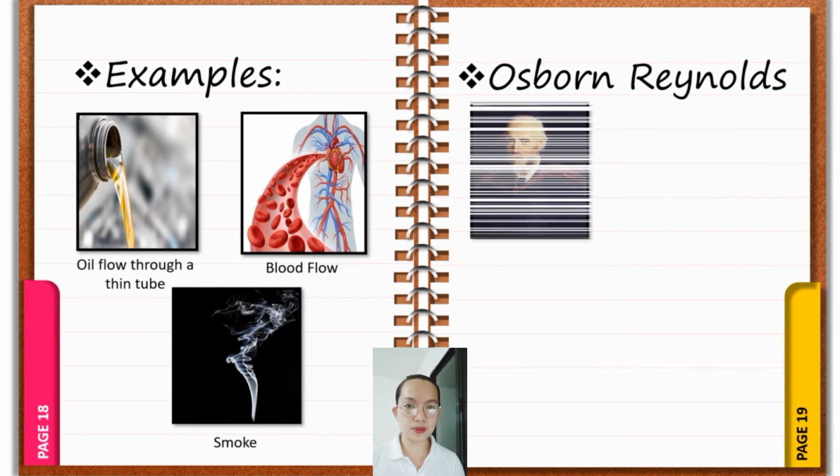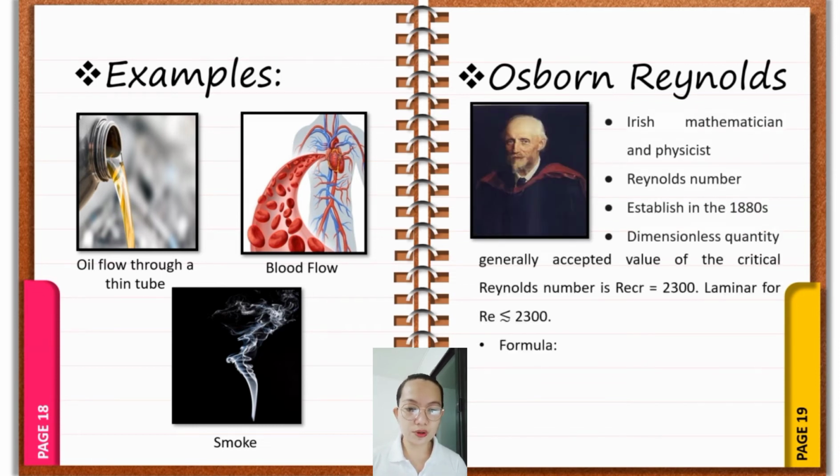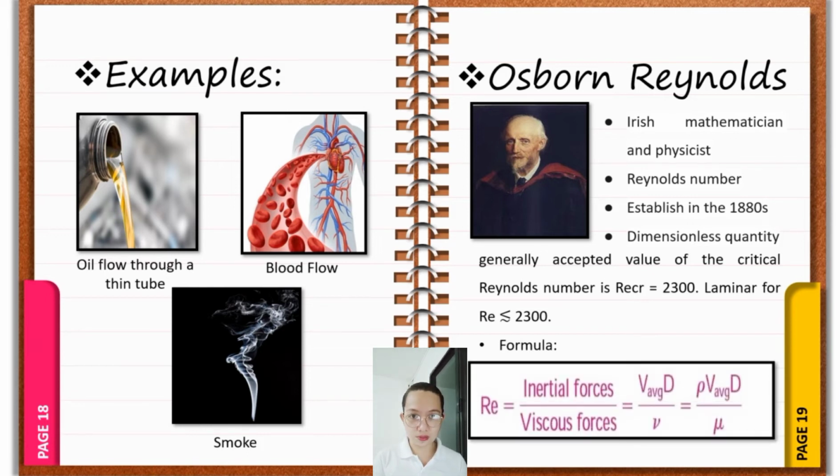Osborne Reynolds, the Irish mathematician and physicist, discovered that the flow regime depends mainly on the ratio of inertial forces to viscous forces in the fluid. This was after exhaustive experiments in the 1880s. And the formula is Reynolds number is equal to inertial forces over viscous forces. Note that the Reynolds number is a dimensionless quantity.